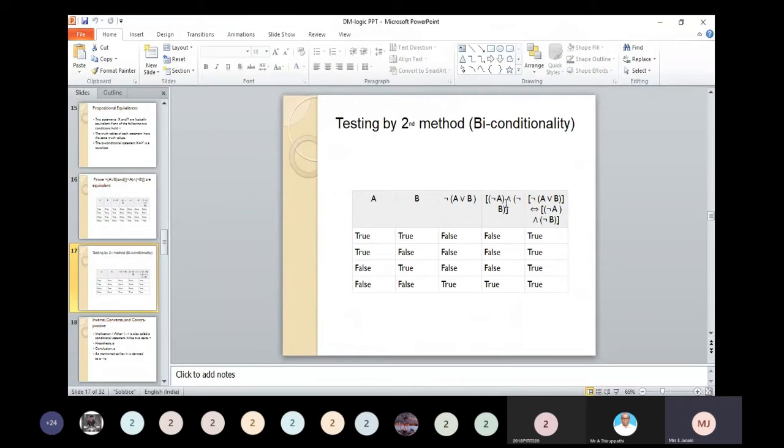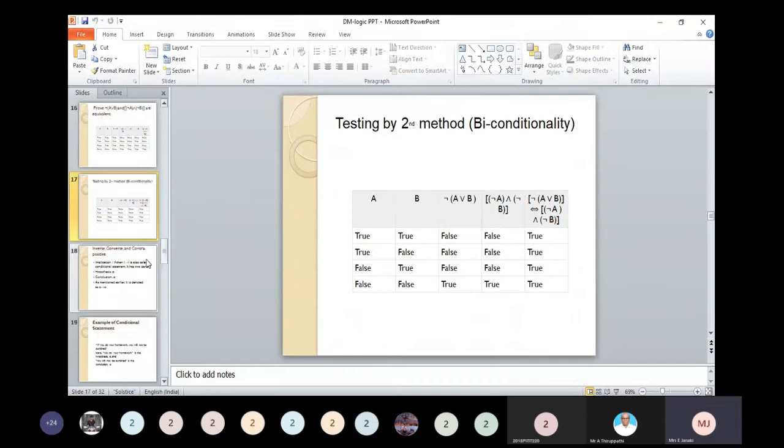So the second method is what? We have to prove that the given statements are logically equivalent, that is, the biconditional is a tautology. This is the second method. So find the biconditional of these two statements, and we have to prove that it is a tautology. Tautology means all the final results will be true. Okay, this is the second method.